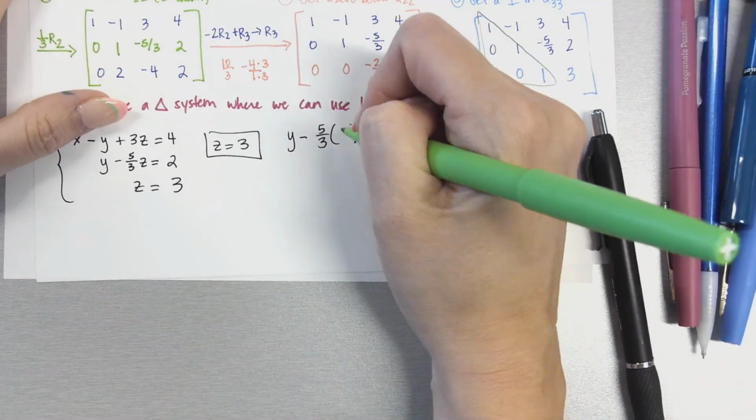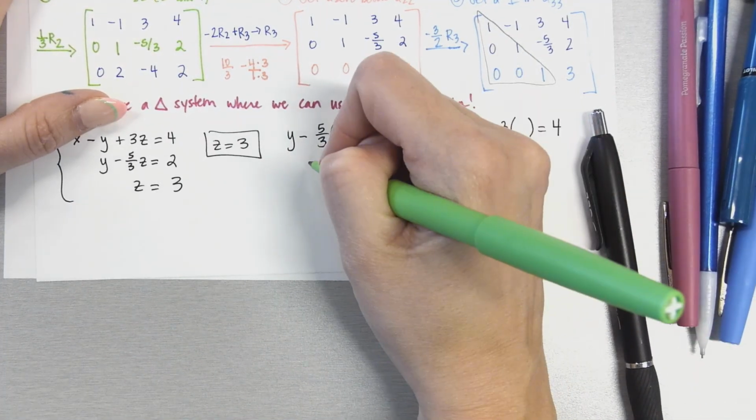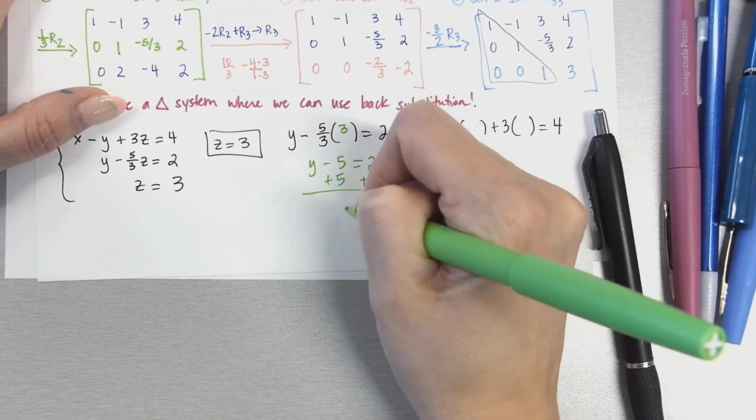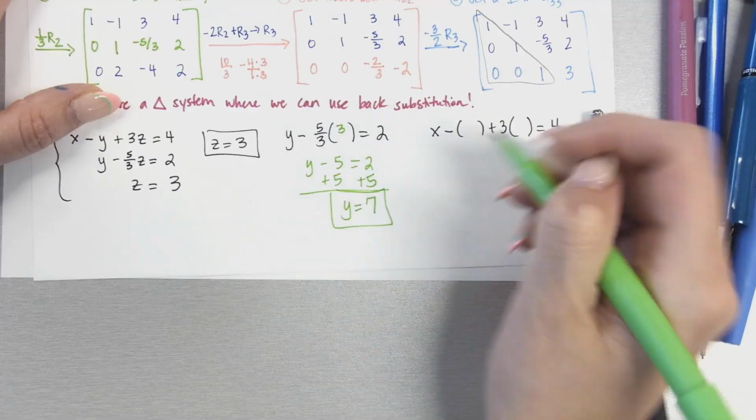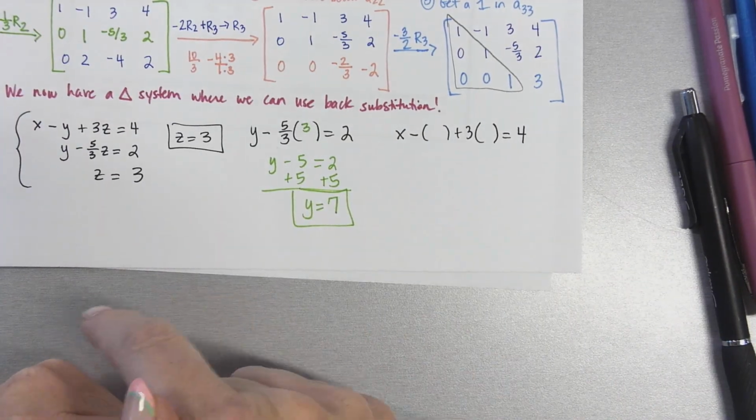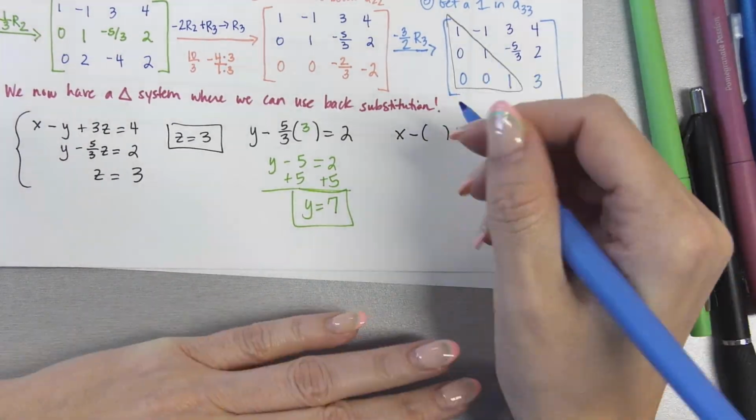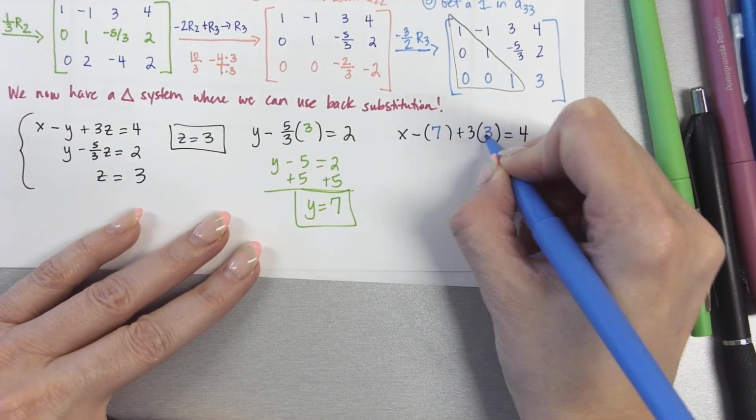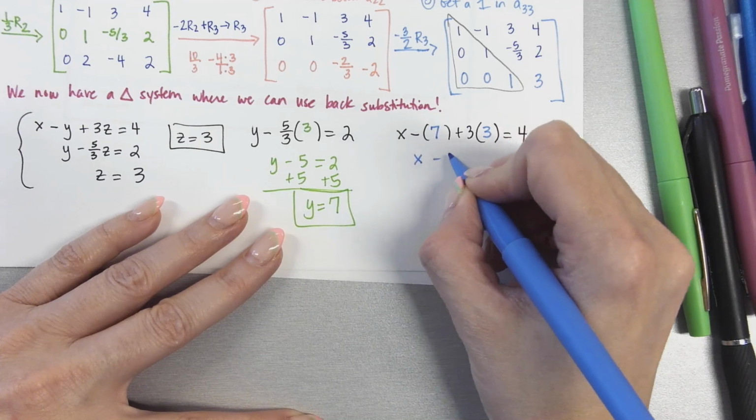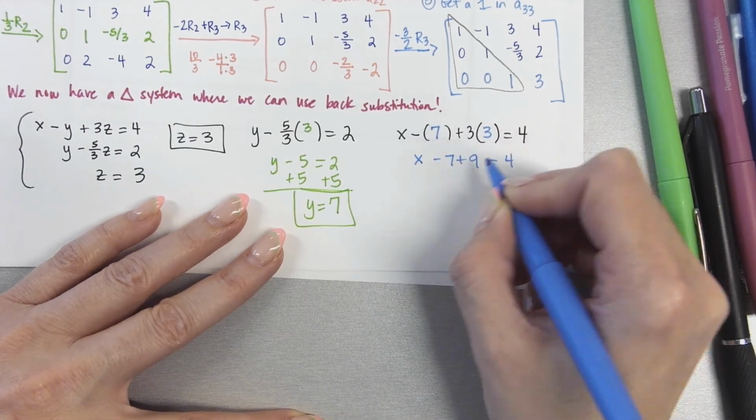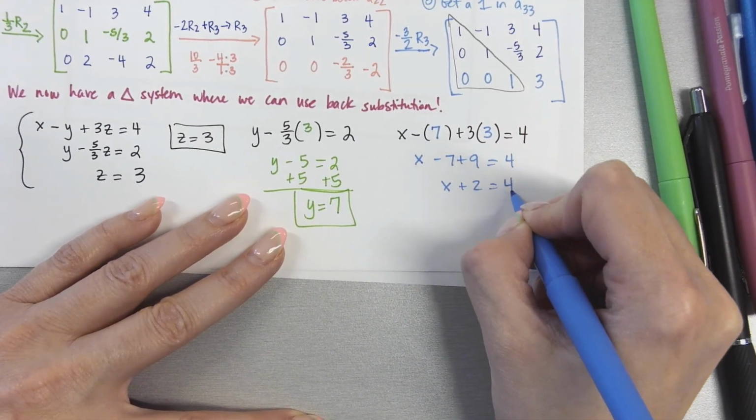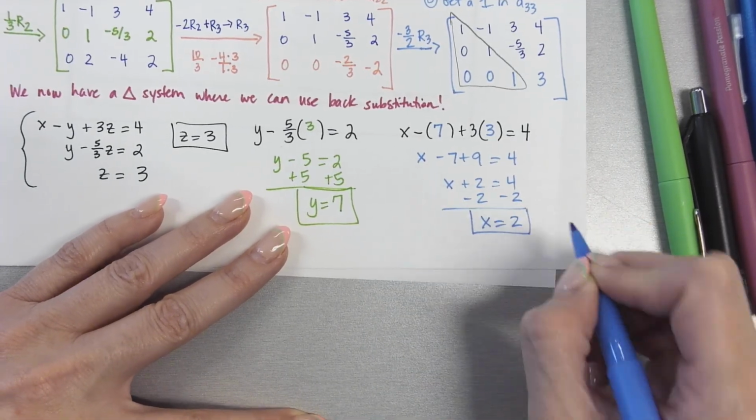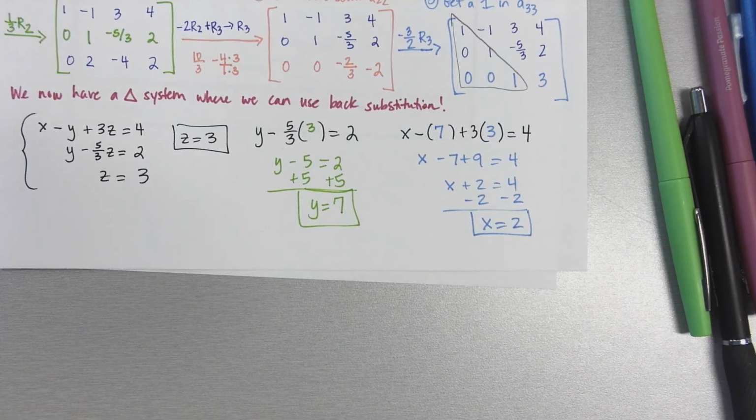Okay, so if z is 3, those will cancel. You have y minus 5 equals 2. Add 5. You should get y is 7. And then we're going to plug in both 7 for y and 3 for z. So x minus 7 plus 9 equals 4. X plus 2 equals 4. Subtract 2 from both sides. X equals 2. Now we have the x, the y, and the z.